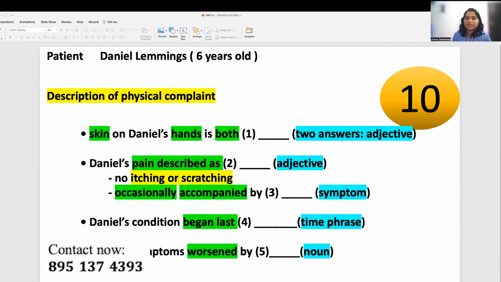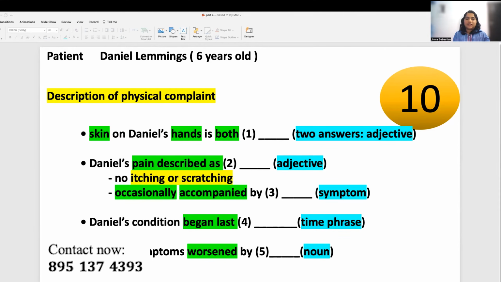Then again, no itching or scratching. Here, that is also important. Itching or no itching or scratching. Because we should listen for that one, because the mother will tell, okay, there is no itching or scratching. Why we want to listen is because next she will tell our answer. Okay, so we should listen for that one.